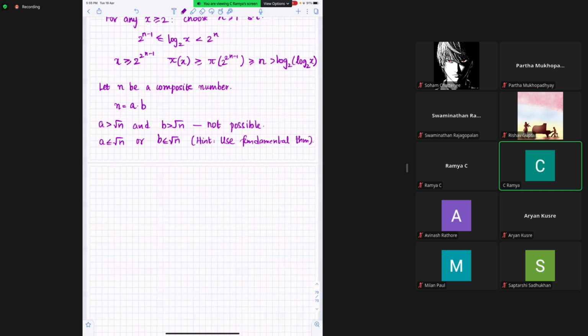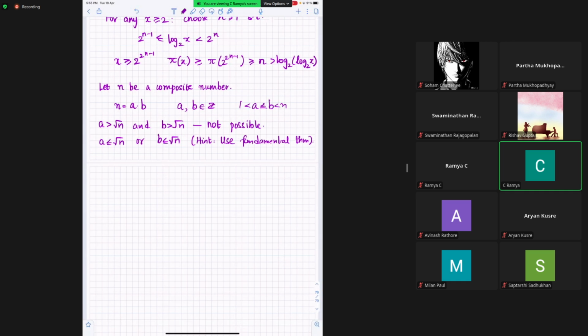Now both cannot be greater than root n, and we know that one of them is less than or equal to root n. What can you say about a or b? Will they both have to be prime? Should one of them be prime? Or what happens if none of them are prime? We did not say that ab is a prime factorization. We just know that n can be written as a times b, where a and b are integers.